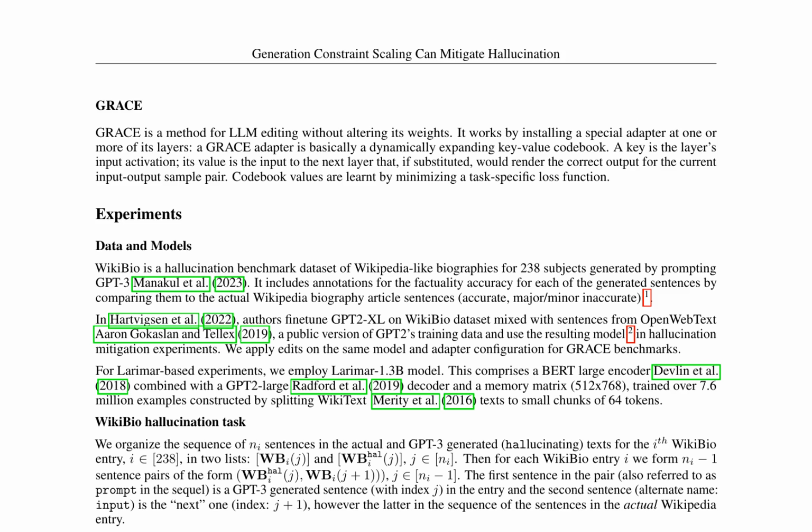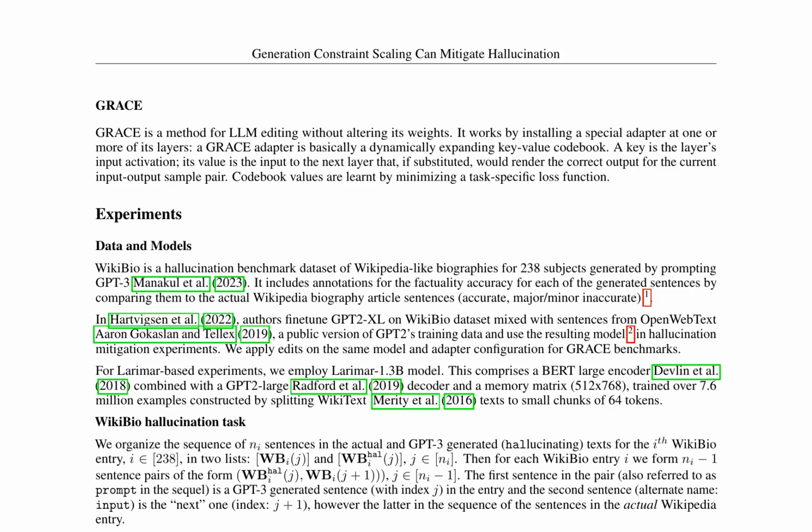The authors utilize the Wikibio dataset, a hallucination benchmark dataset of Wikipedia-like biographies for 238 subjects generated by prompting GPT-3. They fine-tune GPT-2XL on the Wikibio dataset mixed with sentences from open web text and use the resulting model for hallucination mitigation experiments. For Larimar-based experiments, they employ the Larimar 1.3b model, which combines a BERT large encoder with a GPT-2 large decoder and a memory matrix.